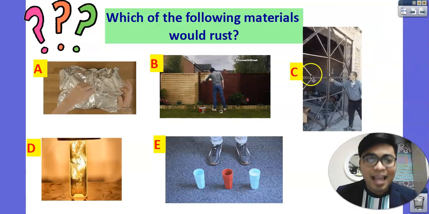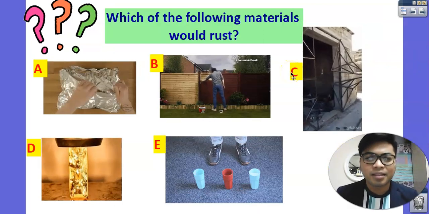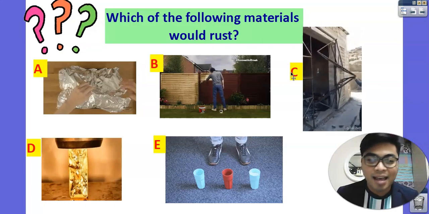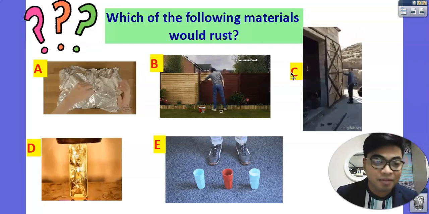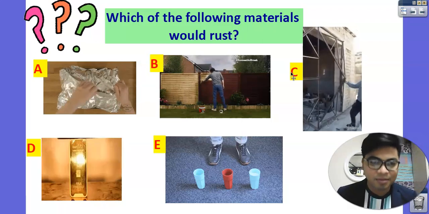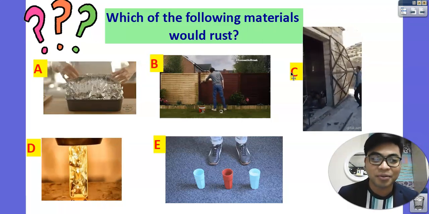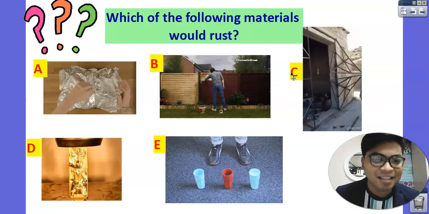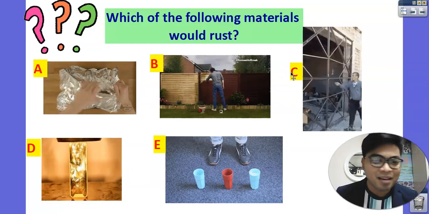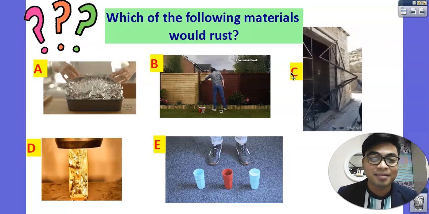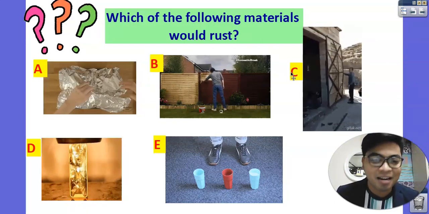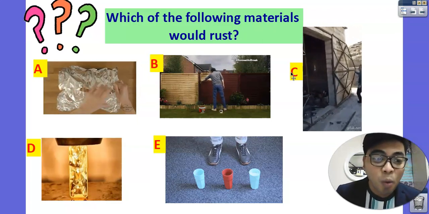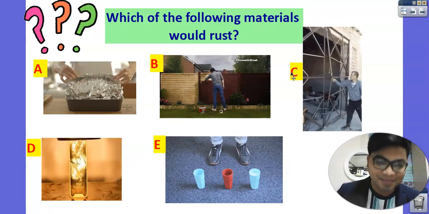I have here materials. A, it's a foil made up of aluminum. B, try to look at it. C, it's a really new, very nice architectural structure. Letter D, and look at the letter E. So which of the following materials do you think would rust? Think.